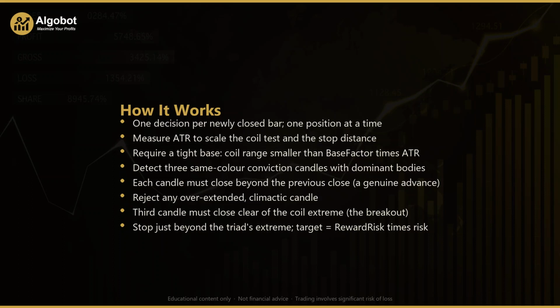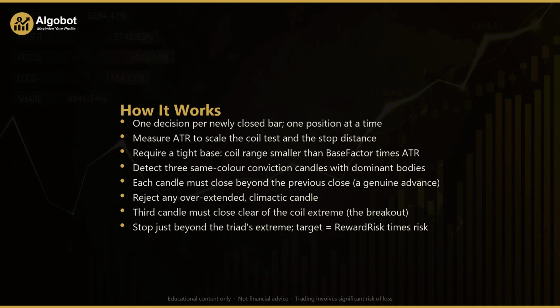Next comes the coil test. The EA measures the highest high and the lowest low across the base period bars sitting directly beneath the most recent three candles. The default base period is 6. It then checks whether that entire range is smaller than BaseFactor times the ATR, with BaseFactor defaulting to 1.5. If the base is wider than that, the market isn't compressed enough, and the strategy simply waits. This is the quiet before the move filter.